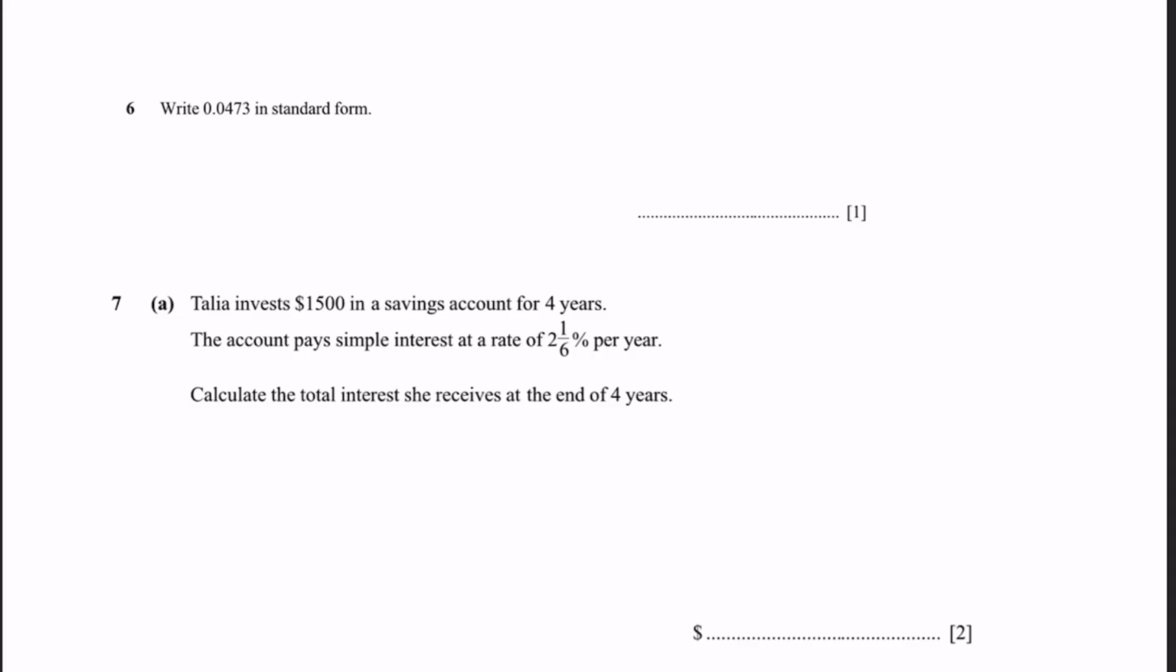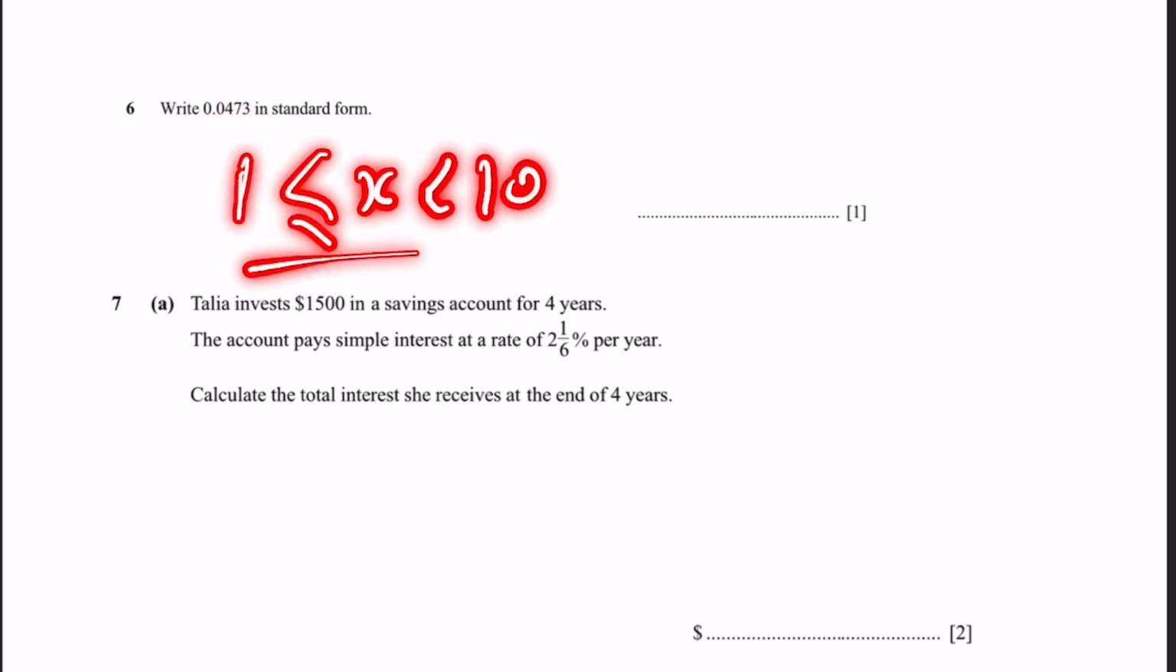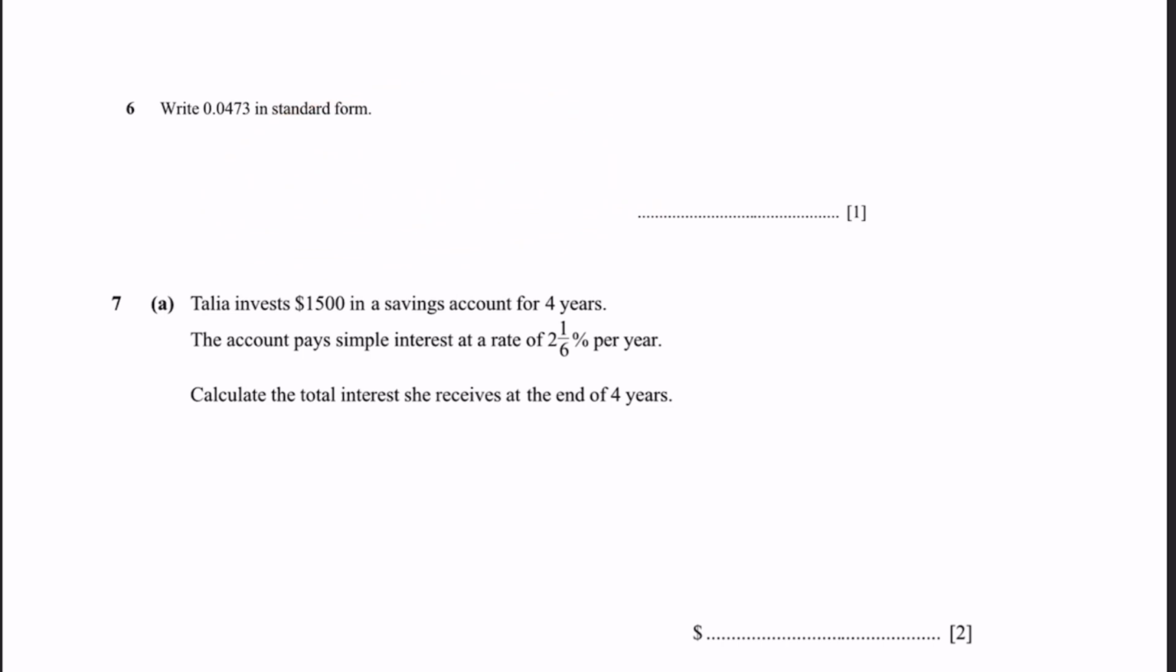Write 0.0473 in standard form. We need to make this number, by moving the decimal point, a number between 1 and 10, but it should not be equal to 10. In other words, if this number is x, we need 1 less than or equal to x less than 10. And that's how you write standard form.